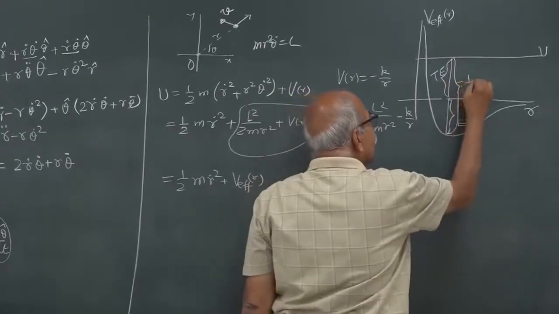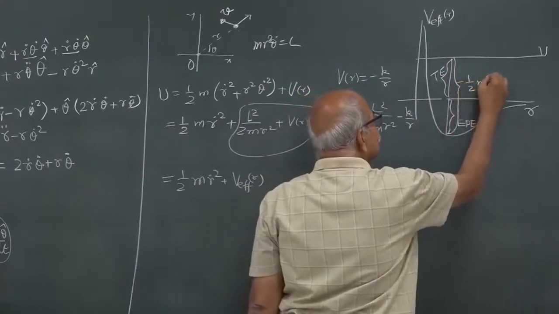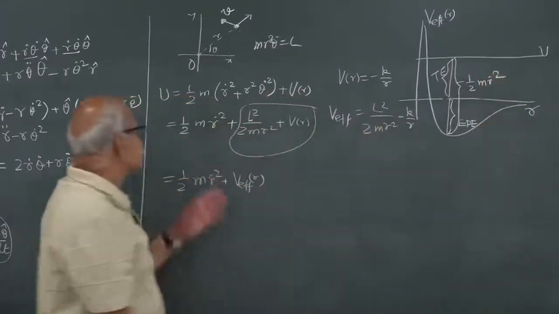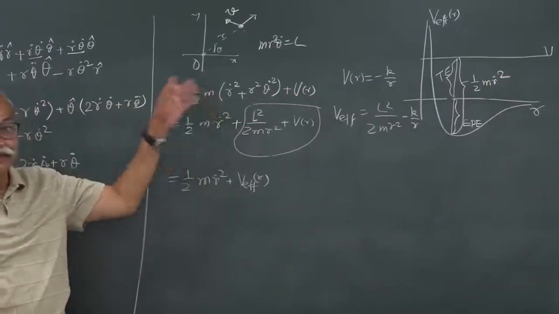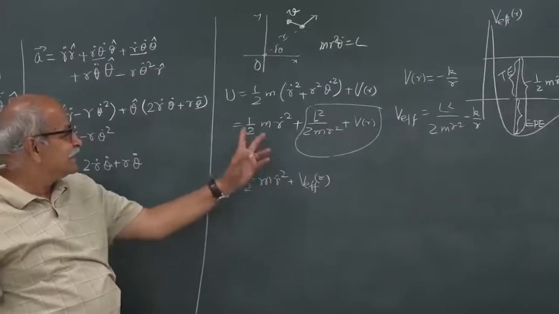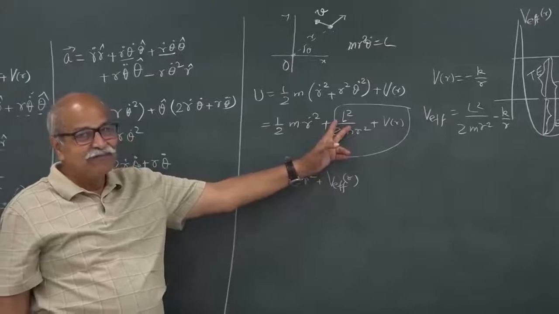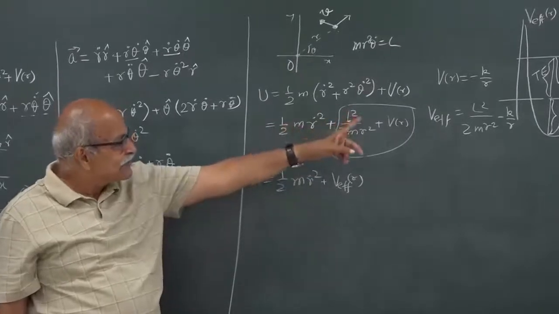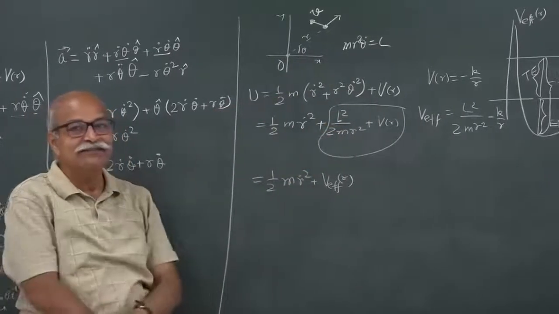So, that means this whole thing from here to here is half m r dot square. What remains? Half m r dot square. This is not kinetic energy. Kinetic energy is this plus this, but half m r dot square is that full length.